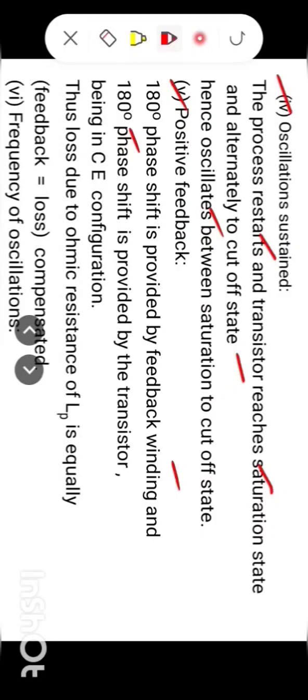Thus loss due to ohmic resistance of LP is equally compensated. That is, feedback is equal to loss. When feedback is equal to loss, then oscillations are sustained. If feedback is less than loss, the oscillations damp out. If feedback is more than loss, then it becomes unstable. So feedback must be equal to I square R loss, where R is the resistance of the primary winding.